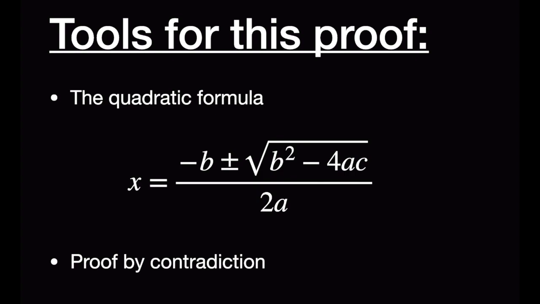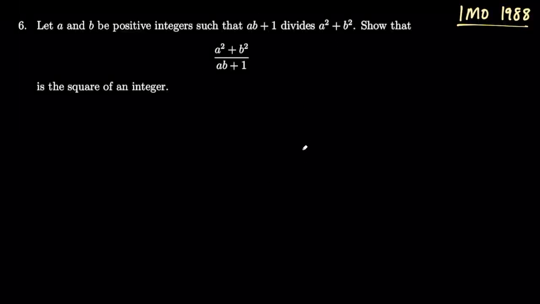Let's get into it. So here we have the famous question 6 from the International Mathematics Olympiad paper from 1988. I'm going to do my best to walk you through this proof, although there may be some parts that are still a bit rough around the edges. So here we have the expression, and they say show that it is the square of an integer. Basically this means when this is an integer, it must be a square, a perfect square.